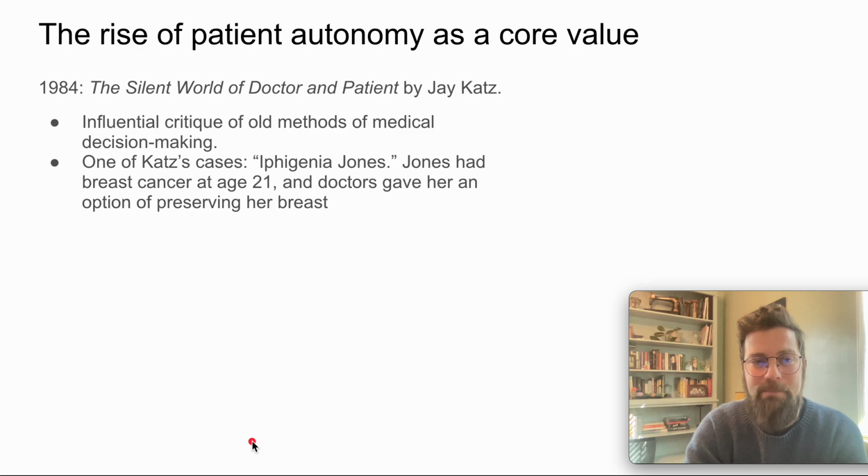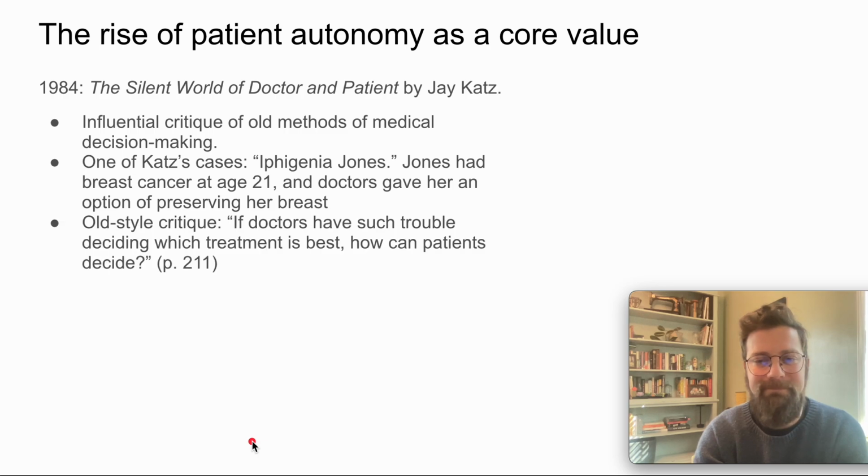But in this case, Jones's doctor decided, given that Iphigenia was so young, he wanted to give her the option of preserving her breast. Now, what would have happened in this case is both the breast preserving and the total mastectomy approaches both had an equal chance at succeeding, although there was an increased chance of the cancer returning with the breast preserving surgery, which would have required, at that point, the total mastectomy. But in this case, Jones was given the opportunity to have the breast preserving surgery, and that's what she opted for.